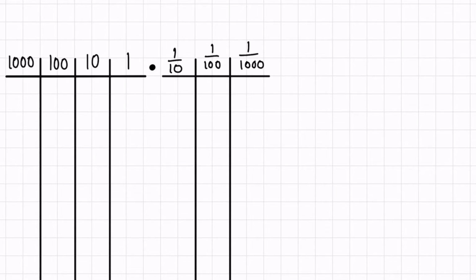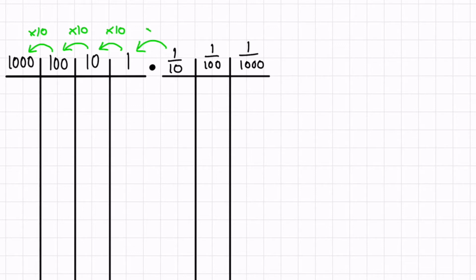Let's look at the relationship between the columns. Starting with the units, if I multiply 1 by 10, I get 10. If I multiply 10 by 10, I get 100. If I multiply 100 by 10, I get 1000. And this applies right across the number system.